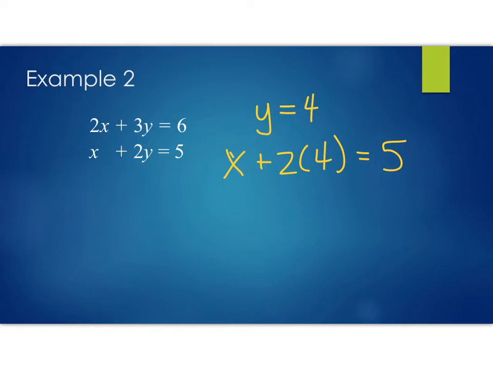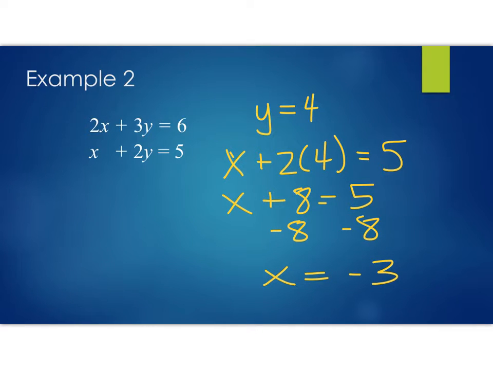That's what it looks like when you first plug it in. We'll get x plus 8 equals 5. Subtract 8 from each side. If you need to, draw that number line. In this case, we'll get x equals -3. And then remember your answer written as an ordered pair. -3, 4.